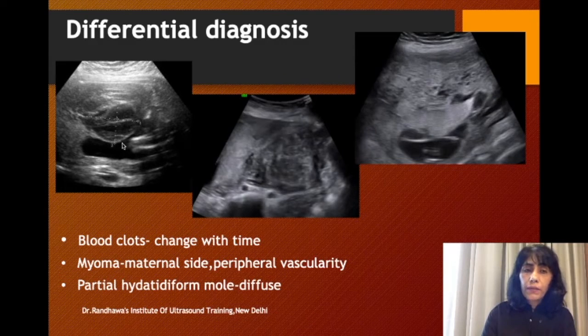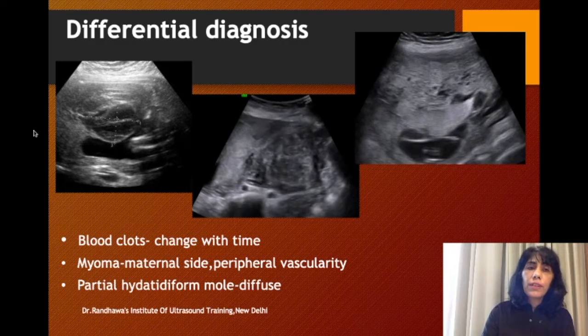Still, if you get confused, what is the way to differentiate? Then you can put color also. If it does not show vascularity, the chances of chorioangioma may not be there, but I have already told you that chorioangiomas can be avascular. So again there may be a confusion. So what is the better way to do it? If you are confused whether this is a chorioangioma or a blood clot, you can follow up the patient.